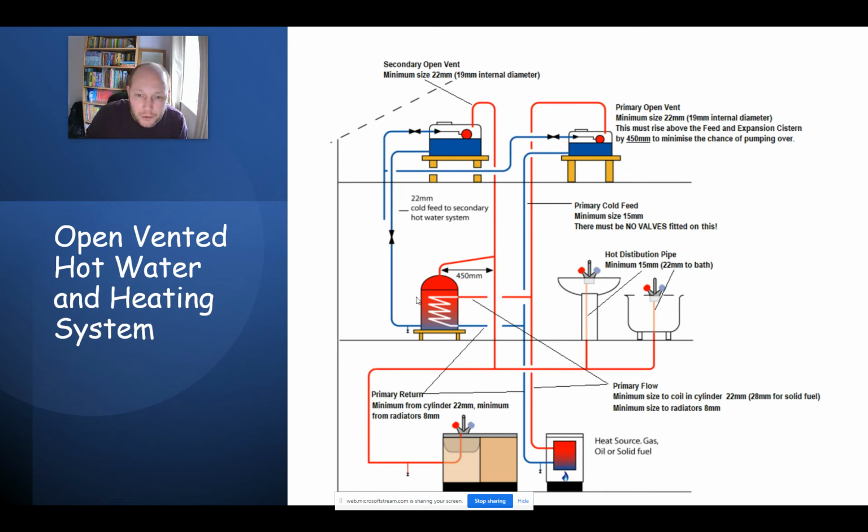And finally, hot distribution, which is the pipe which delivers the water from an open vented cylinder to our outlets. Minimum 15 mil, though our main ones would be 22 mil, and it should be 22 mil all the way to the bath on an open vented system because it's at lower pressure, and you need that to get a decent flow rate.